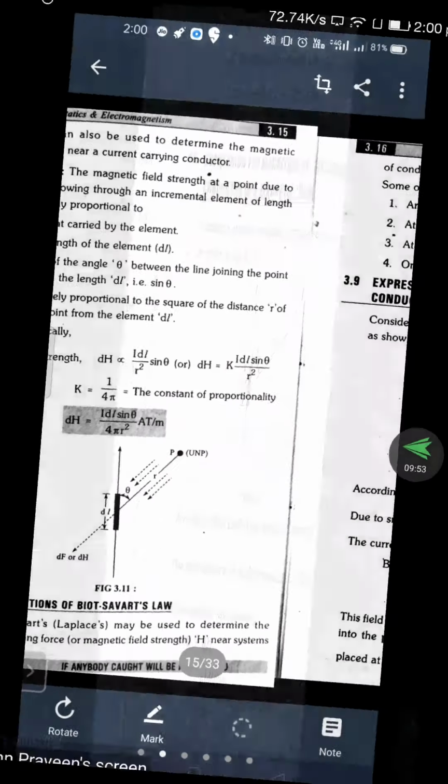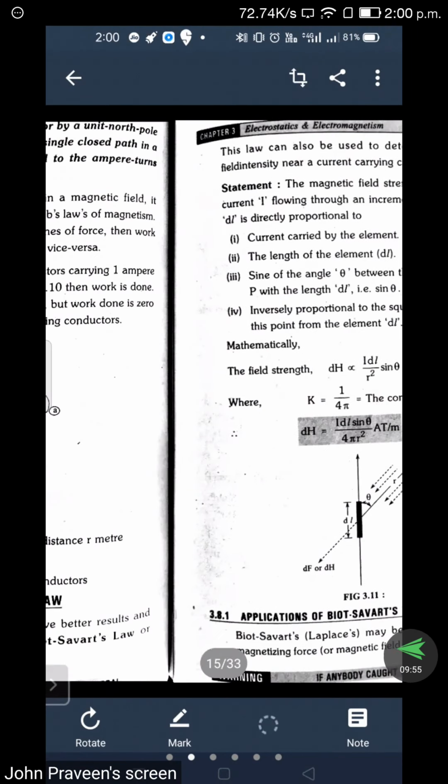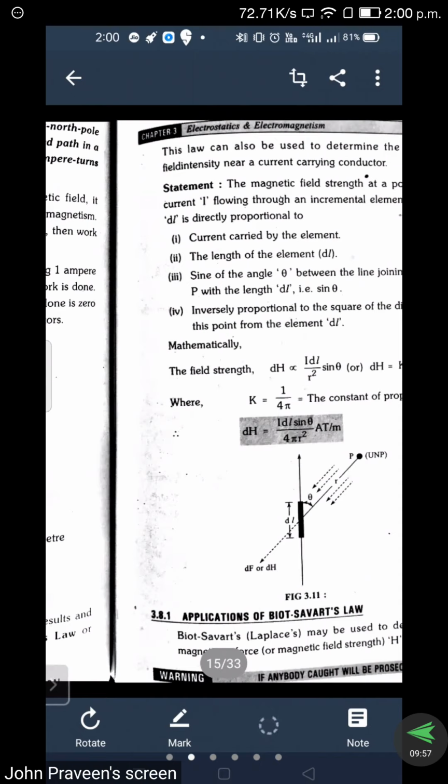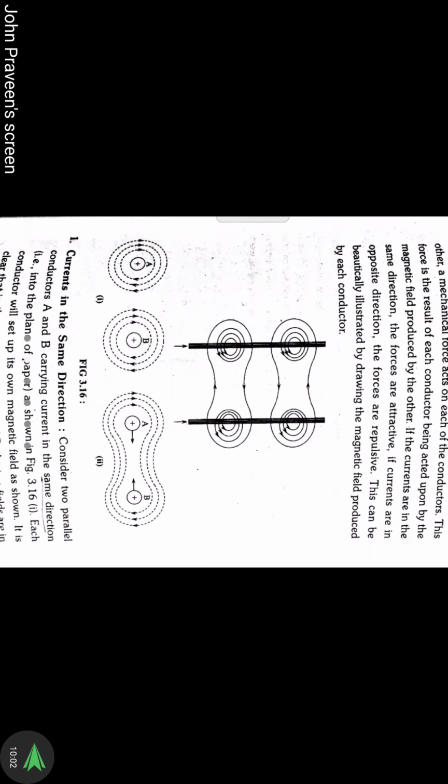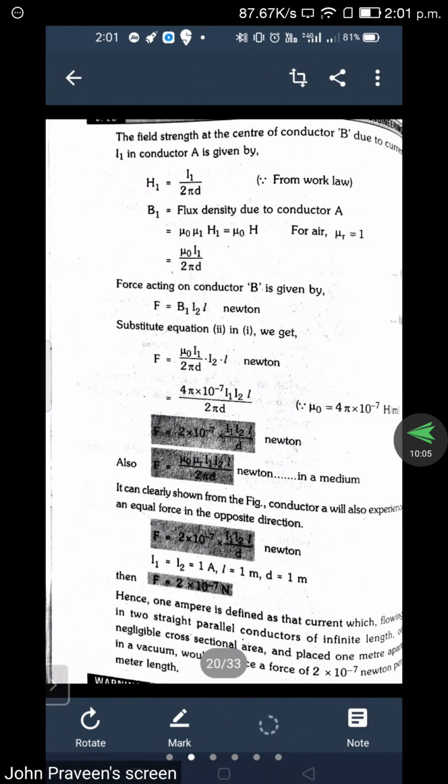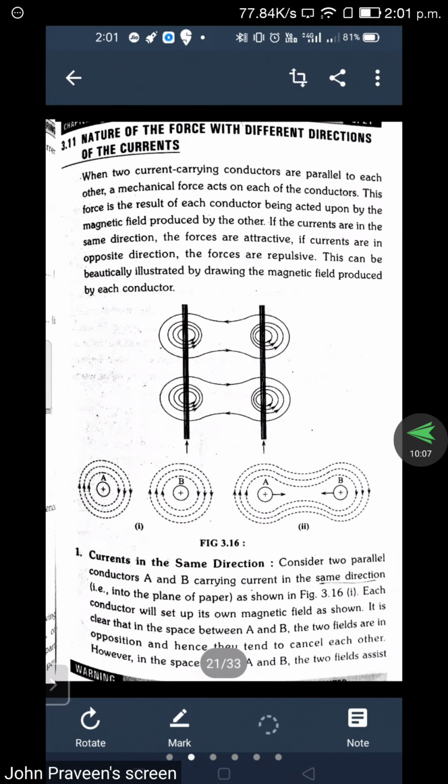Then we have the expressions. The important expressions for the examination are for the Biot-Savart law as well as the force exerted on a conductor in a magnetic field. No need to remember the force derivation, but we should remember the value of the force: F is equal to 2 into 10 to the power of -7 newton.